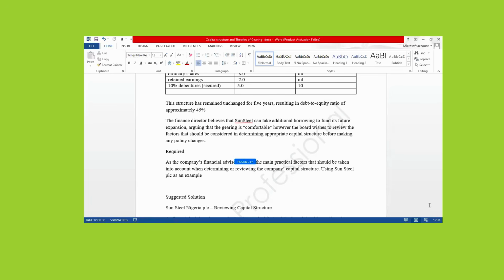From what we read in the question, the examiner said this company has extensive fixed assets, such as plants, warehouses, vehicles. These assets can be used as collateral to obtain additional borrowing at a very good rate.